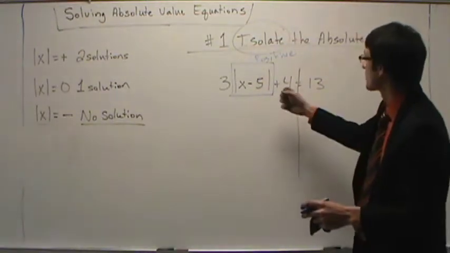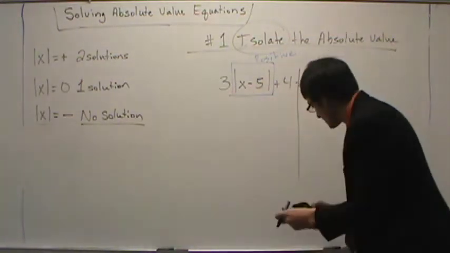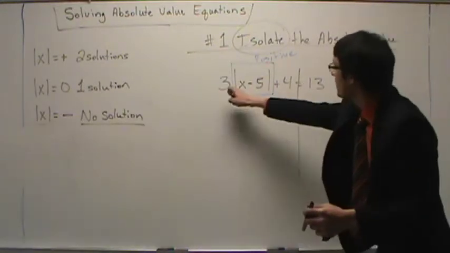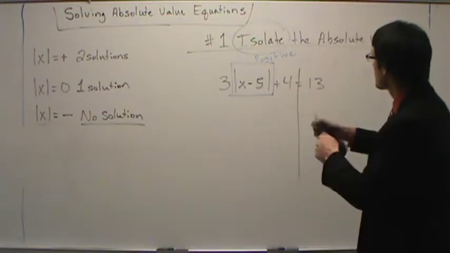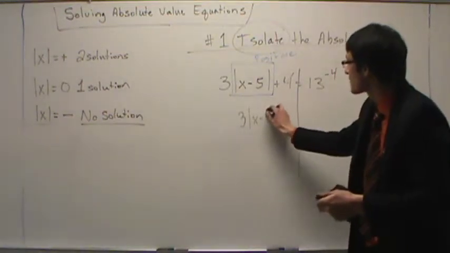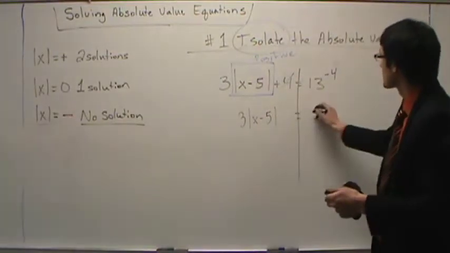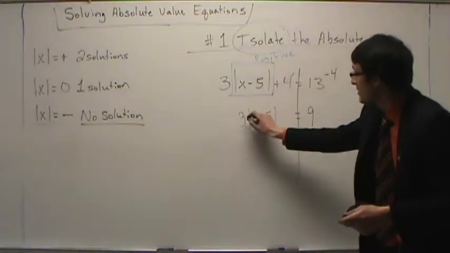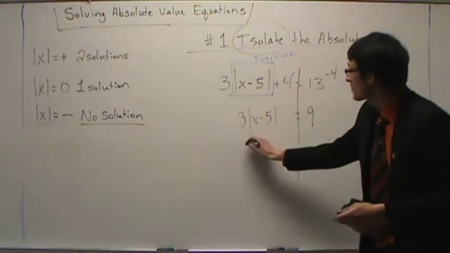So we have to get rid of two things. We have to get rid of what? 4 and 3. Just like we did day 1 with linear equations, we have to get rid of the 4 and the 3. We start with the addition. 4 moves to the other side, becomes minus 4. Cross it out. So we have now 3 times the absolute value of x minus 5 is equal to 13 minus 4, which is 9. Now we've gotten rid of the 4, now we have to get rid of the 3. 4 was being added, we subtracted; 3 is being multiplied, so we divide.